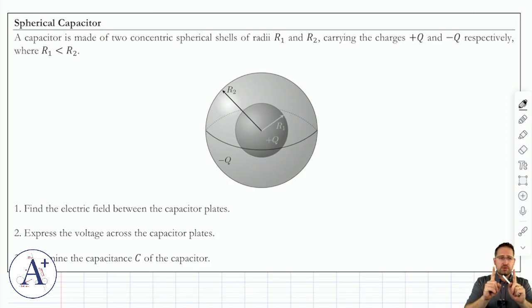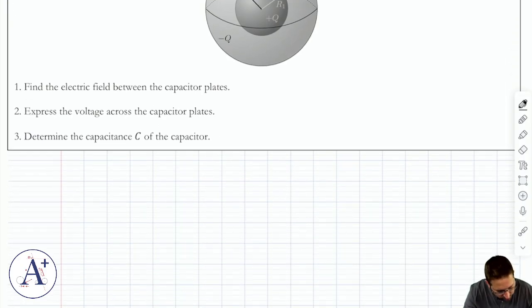Find the electric field between the plates, here between the two spheres, then find the voltage across the plates, and then say C is Q over V by definition. And so then you get capacitance. That's how you got epsilon A over D for the parallel plate capacitor. So find the electric field between the capacitor plates, between R1 and R2.